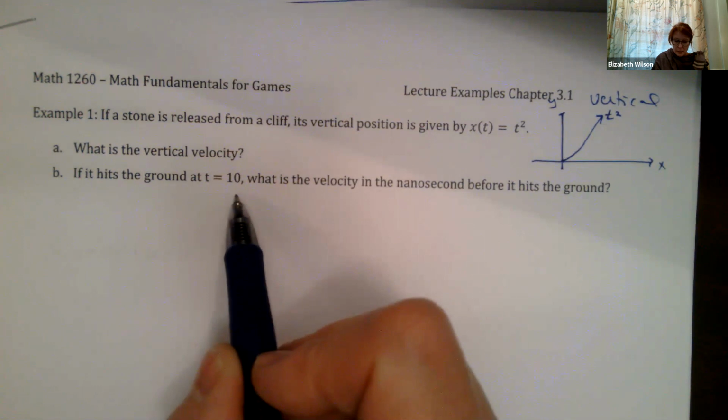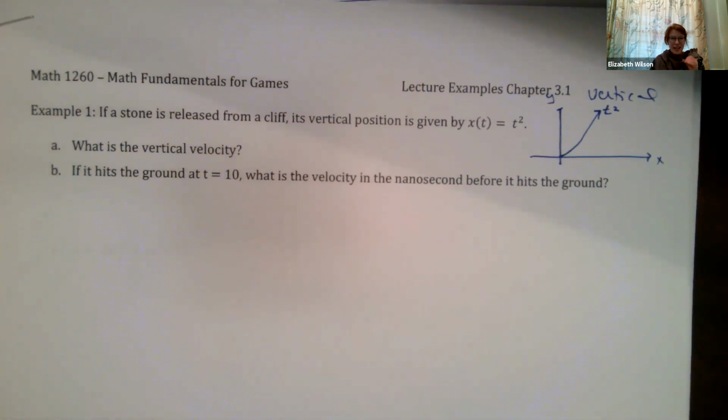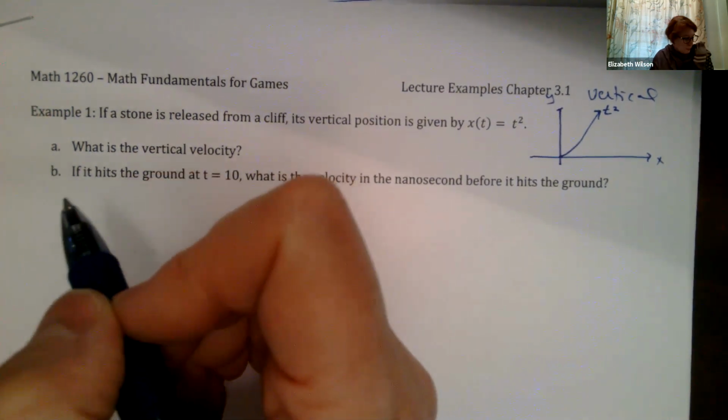And if it hits the ground at t equals 10, what's the velocity in that nanosecond right before it hits the ground? When I say what's the velocity as it hits the ground, it's not going anywhere once it hits the ground, but we want to think about the velocity just as it hits the ground. Okay, so let's think about it.